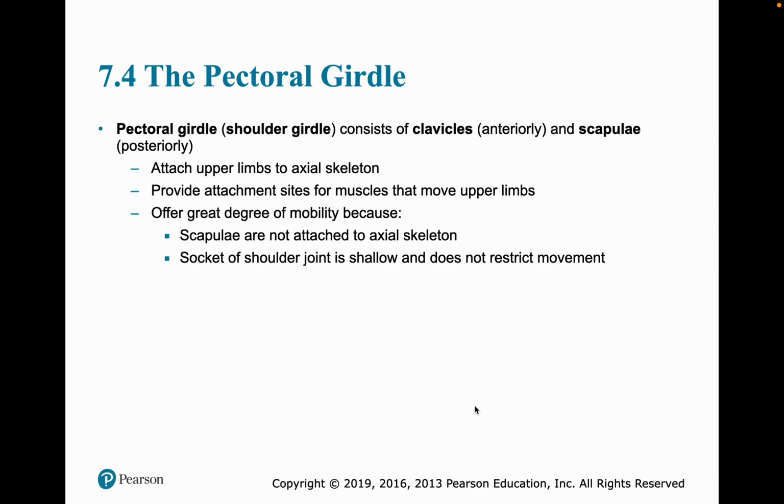They provide the attachment sites for muscles that move the upper limbs, and they offer a great deal of mobility because the scapula are not attached to the axial skeleton. And the socket of the shoulder joint, which is a ball and socket joint we'll see next week, is very shallow, so it doesn't restrict movement.